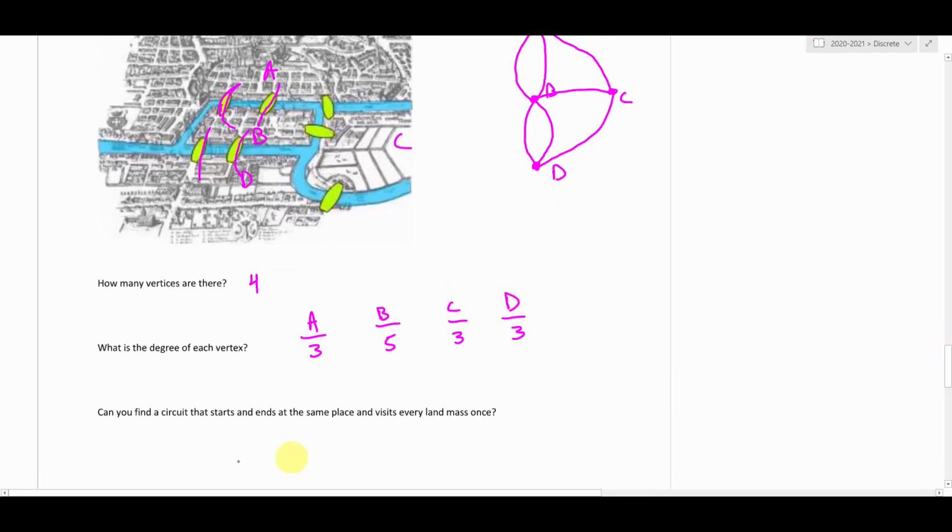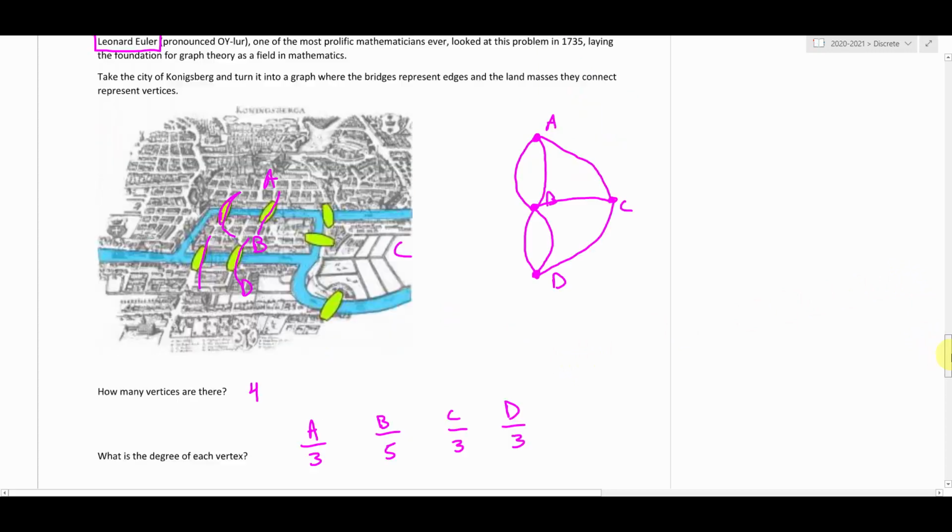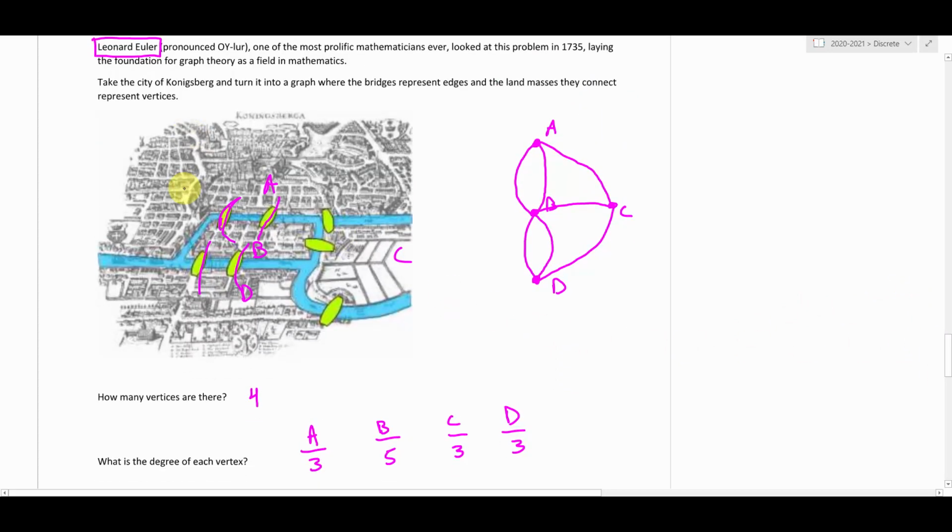Okay. Now the challenge here is, can you find a circuit that starts and ends at the same place and visits every landmass once? Not exactly what the citizens of Königsberg were trying to do, but this is much easier than trying to use every bridge exactly once. So I'm going to grab my highlighter, and let's say we start at landmass A. Our goal is to visit every vertex on this graph exactly once. Once we visit a vertex, we do not want to visit it again unless we are returning home.